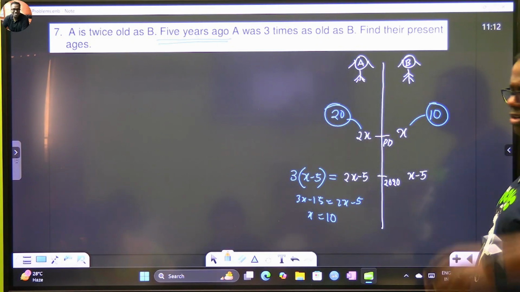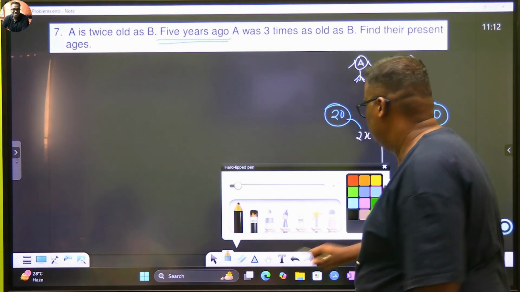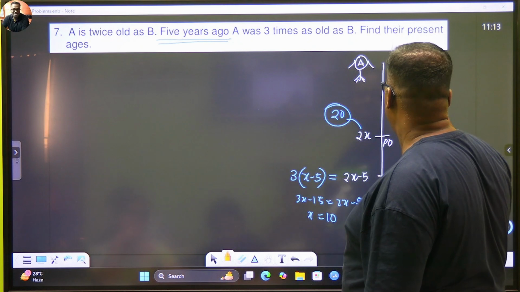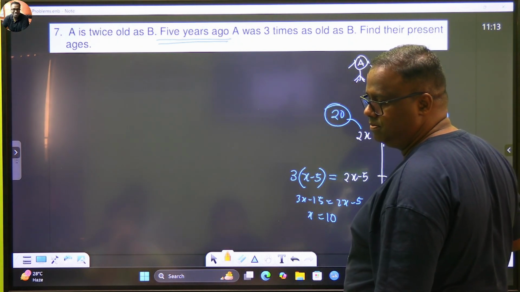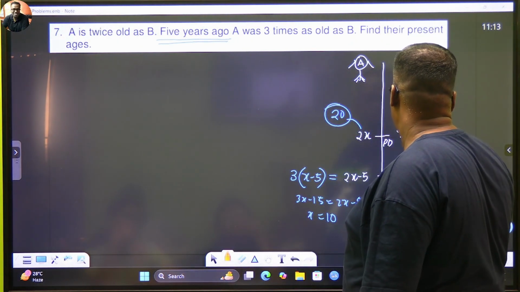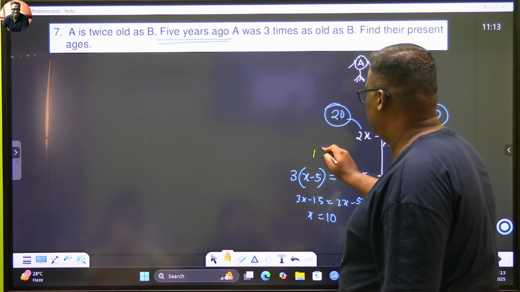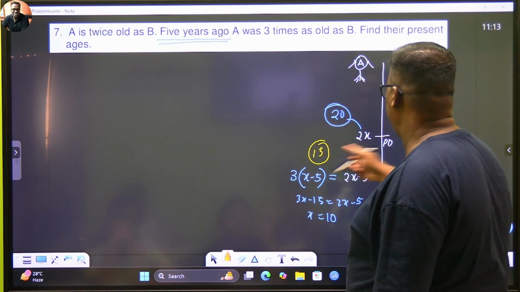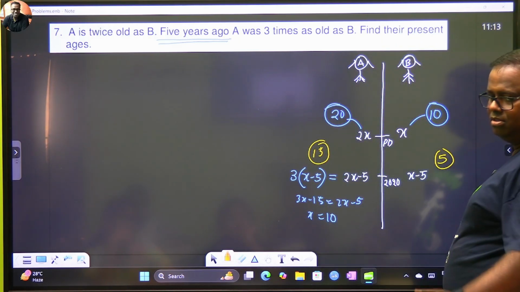Now let's cross check this problem. What should be his age 5 years back? 5. What should be her age 5 years back? 15. Is 15 not 3 times 5? Okay, correct.